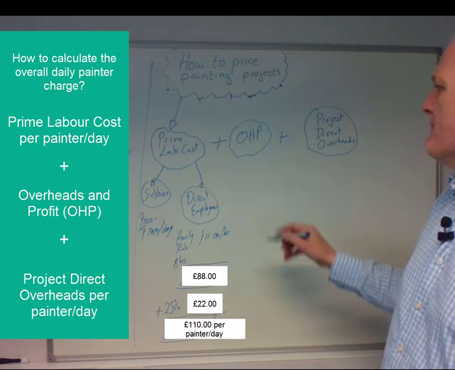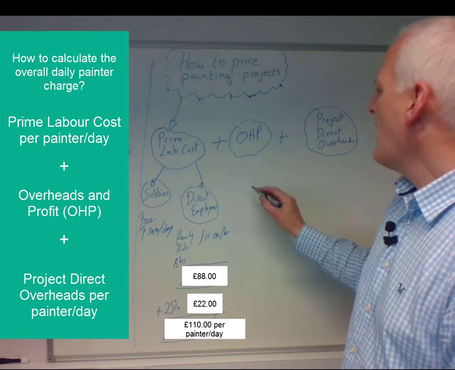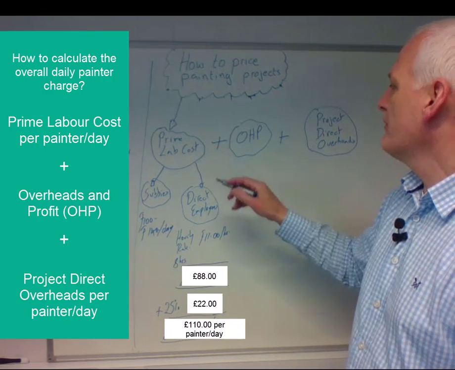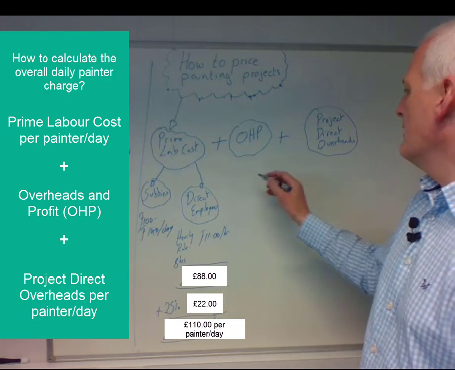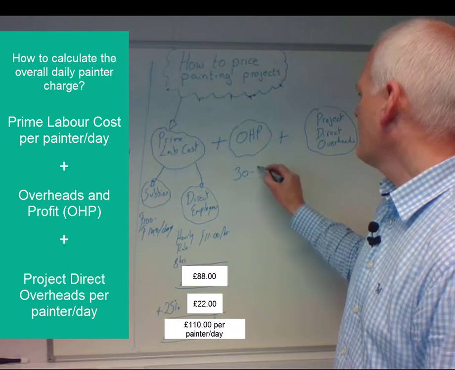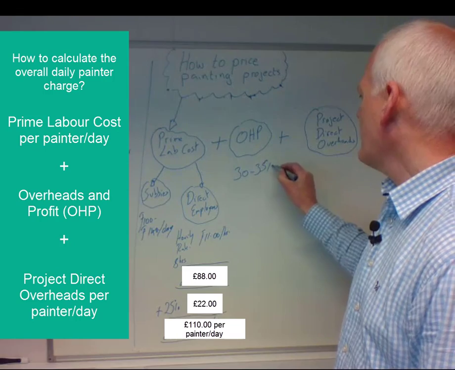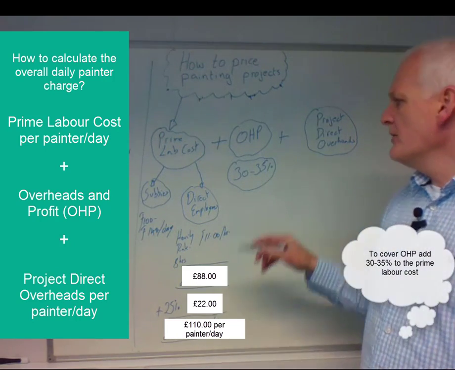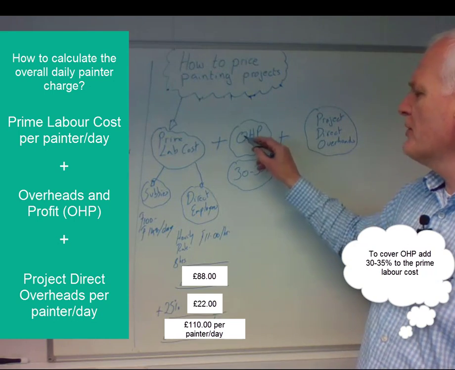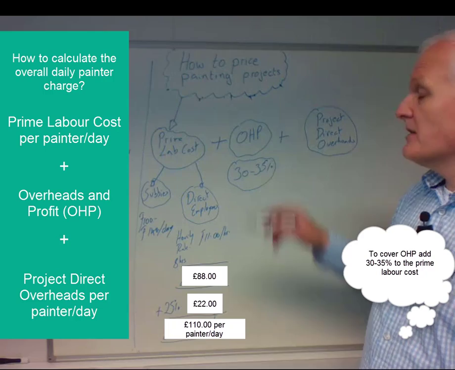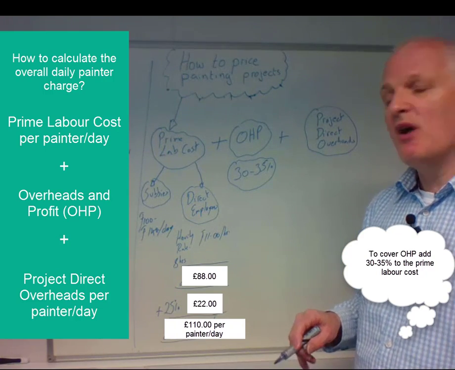Your OHP is normally added on as a percentage of your prime labour cost. And what I would advise with this is if you add between 30 and 35% onto your prime labour cost value, you will have sufficient to cover your company indirect overheads and to have an allowance in there for profit.